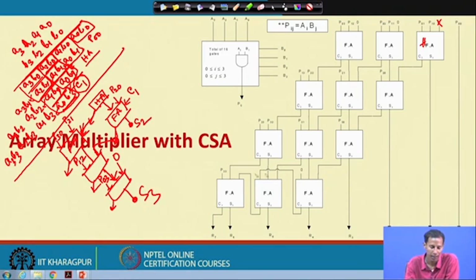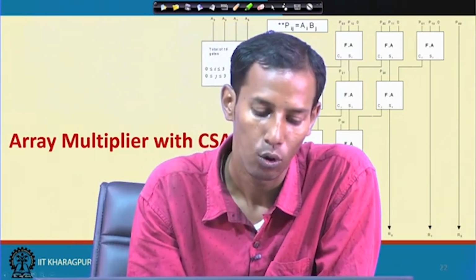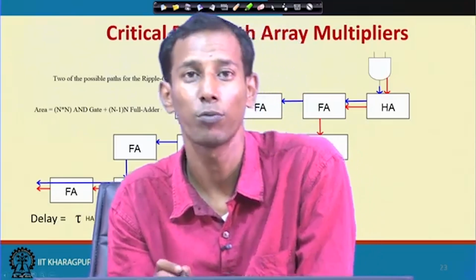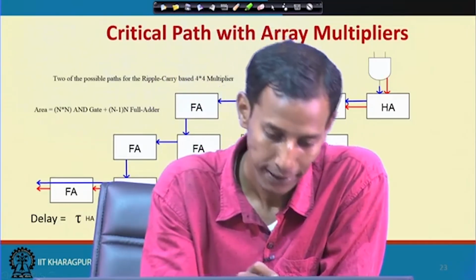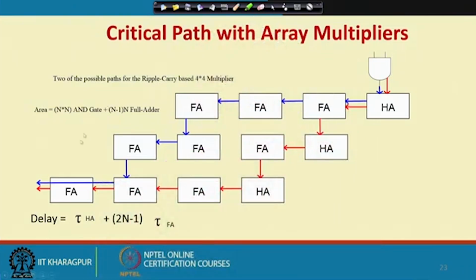This is the array multiplication considering the carry save adder. That means, in each stage I am saving the carry and just propagating the carry to the next level. So, using that I can also do it. Then what is the corresponding delay, that means what is the critical path for this array multiplication?